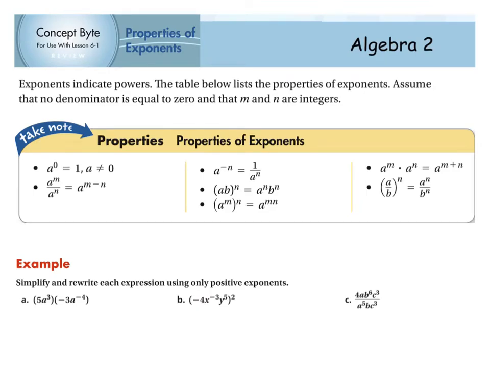So in this concept byte, we have 7 rules from Algebra 1 for exponents. We want to go through and discuss all 7. I want to show you why they work, how they work. And if you have any questions over those, then today is the time to ask.